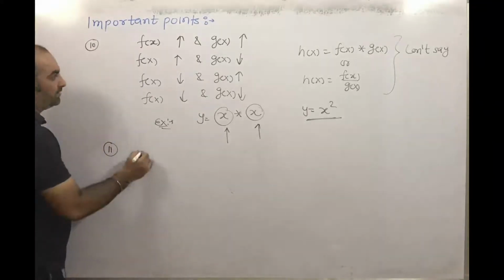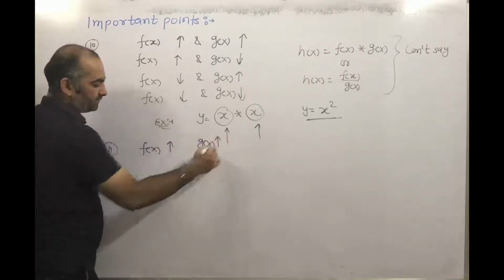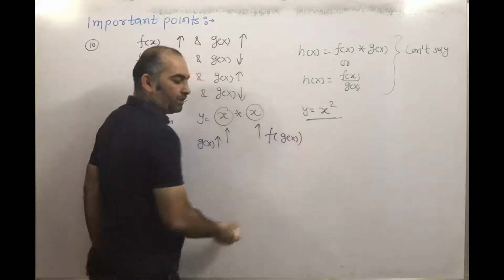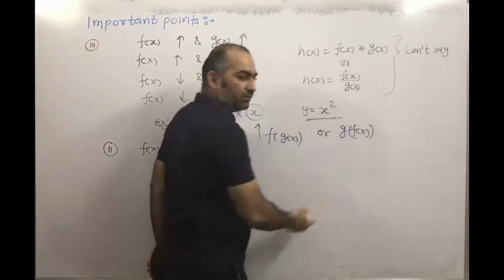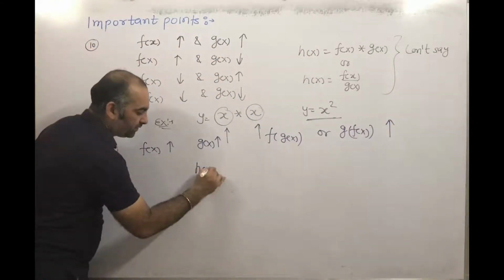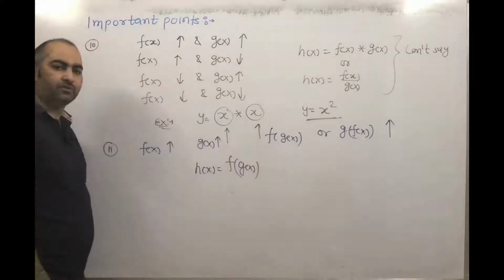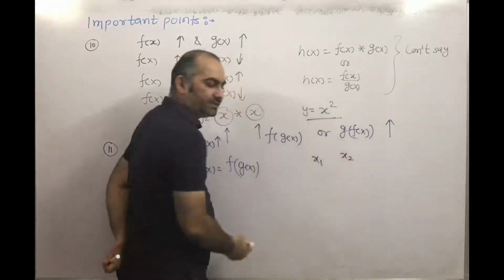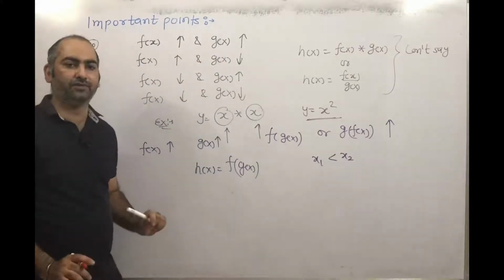Very simple. Okay. f(x) is, suppose, increasing and g(x) is also increasing. Then f of g of x, or g of f of x, both will come what? Increasing function. We can check easily. See, h(x) equal to, what we can take? f(g(x)). Okay, so we are taking two values, x1 and x2, and we can say that x1 is less than x2. Then we have to check the h(x1) and h(x2) values.